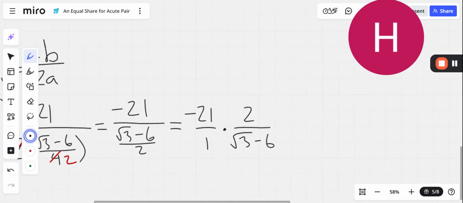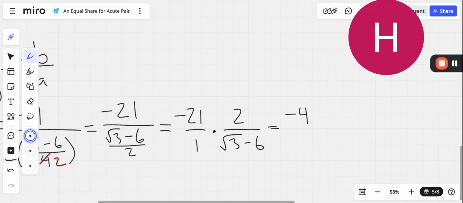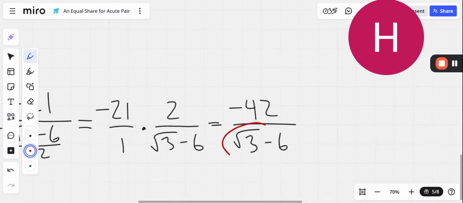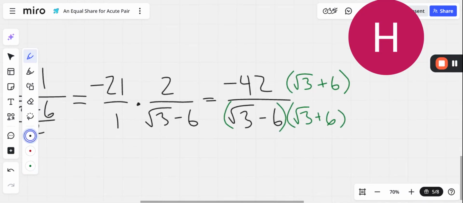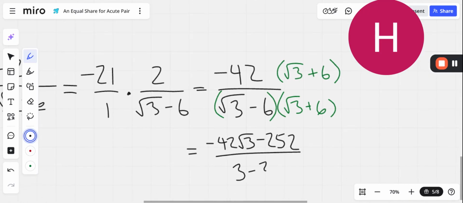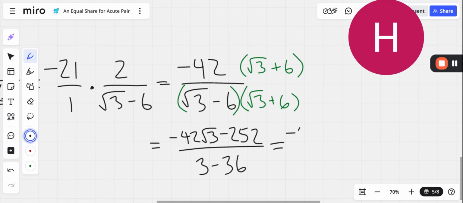Now this doesn't look that bad, but it also doesn't look that appealing, and a teacher of yours might gripe about having a radical in the denominator. If that's the case, remember that we just have to multiply top and bottom by the conjugate of this expression. Make sure you're multiplying the entire denominator. And this creates a difference of squares on the bottom, which is pretty convenient. Let's see, negative 42 times 6, of course, is going to be negative 252. And this is all going to be over 3 minus 36. So we have a negative 42 rad 3 minus 252 over negative 33.